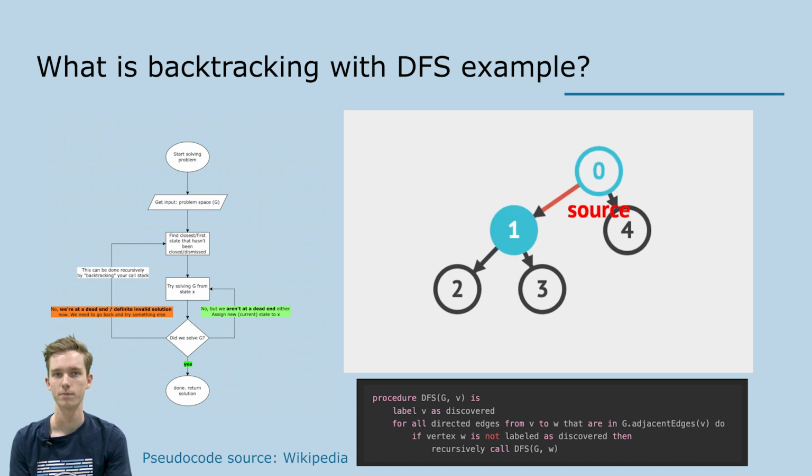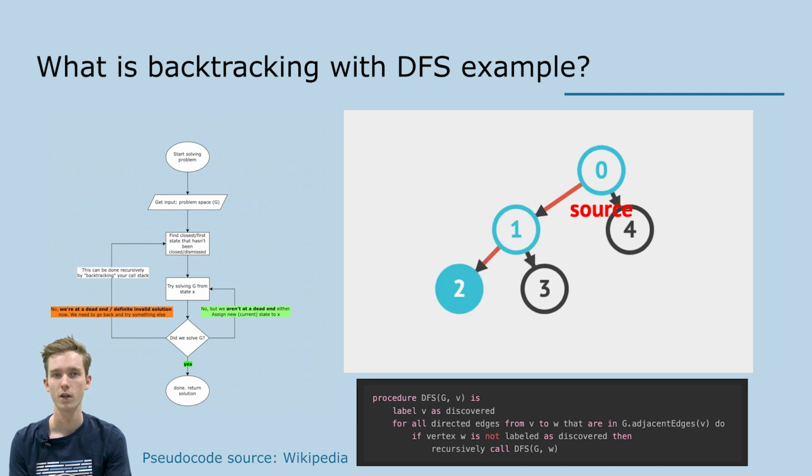So DFS on this maze has taken us to intersection 1, and from intersection 1 we can go to node 2 or node 3. We'll just go to the next one. So DFS goes to node 2, and then from node 2 we're met at the "did we solve G" decision again. From node 2, are we at a dead end? We didn't solve it, and we are at a dead end.